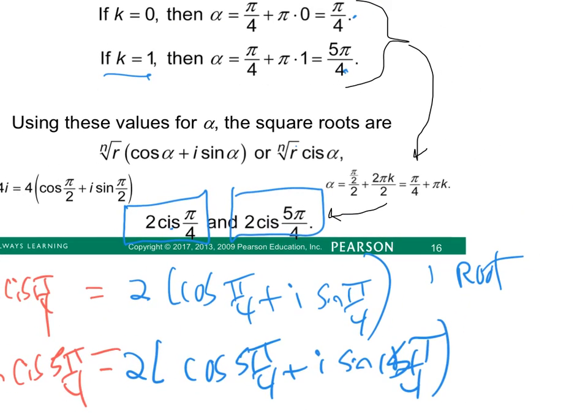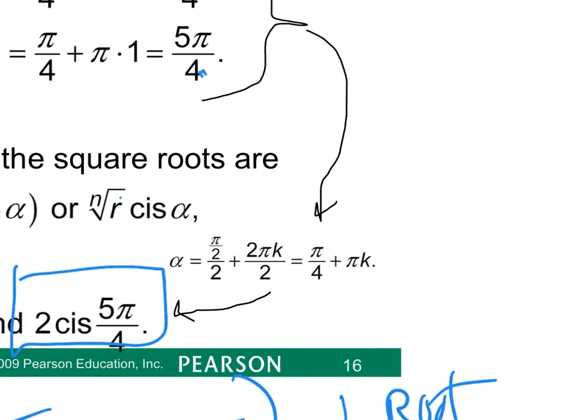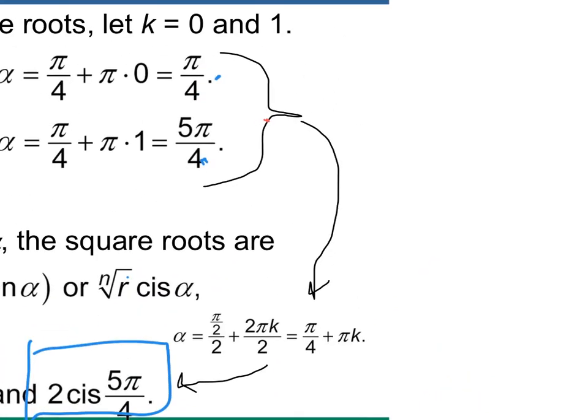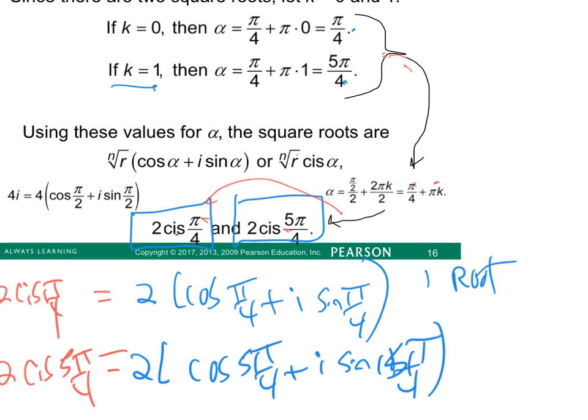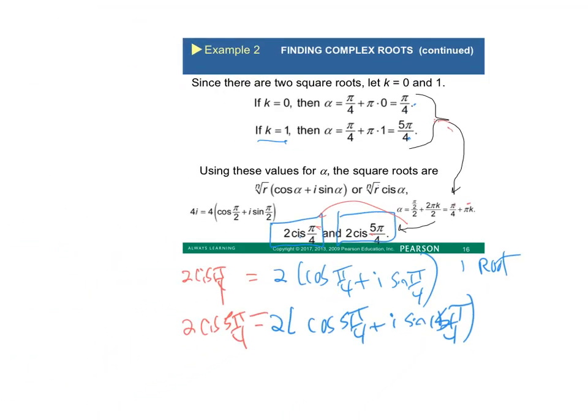I tried making some arrows for you. Oh, that was my formula. Taking these two as my angles and plugging them into here to get the two answers, which is what I did to get both of those. I don't know. Maybe I made it more confusing.